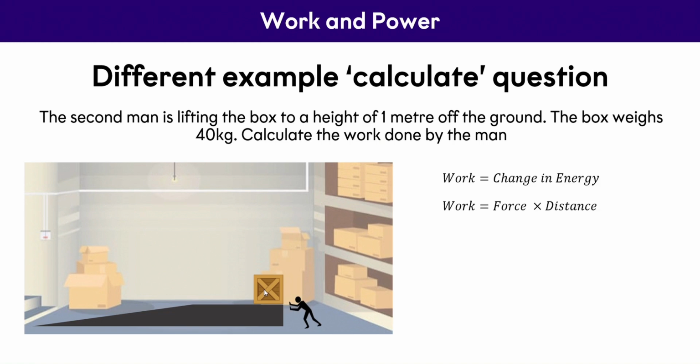We know that we have our two formulas, work equals change in energy, and work equals force times distance. And we need to know which one to use. Going along this question, we can see that we've got a height of 1 meter off the ground, so we've got height, and we've got a mass of 40 kgs here. However, we don't have a force, and we don't have a distance either, so it wouldn't be appropriate to use this second equation. So what we're going to use is this top one, work equals change in energy.